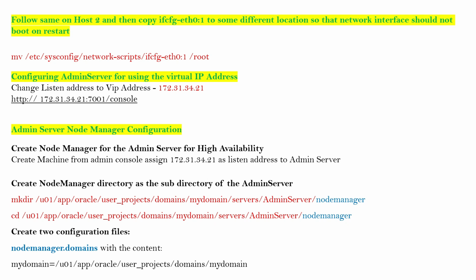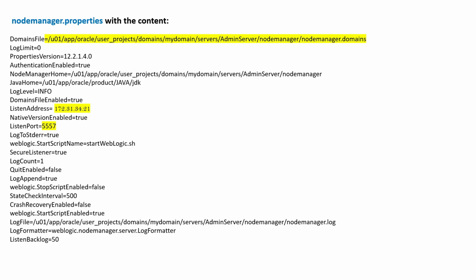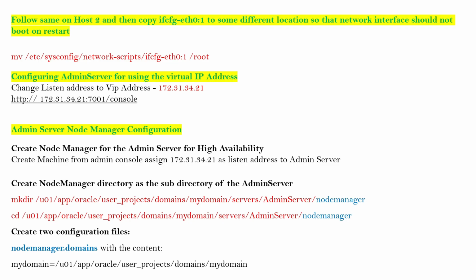So once it is created, then you can create two configuration files there. The first is node manager.domain, and this node manager.domain file will contain the path of the domain that this particular node manager is going to look up, right? So you can create a node manager.domain file, and the content will be my domain equal to, and the location of your domain, right? And the second file you can create is node manager.properties. So these two files you can copy from the default node manager home, right, which is here inside the domain.